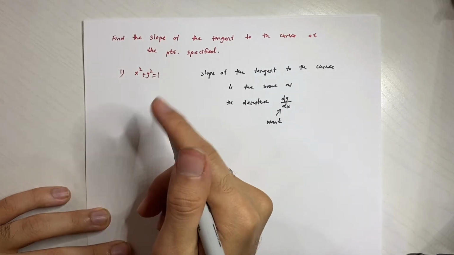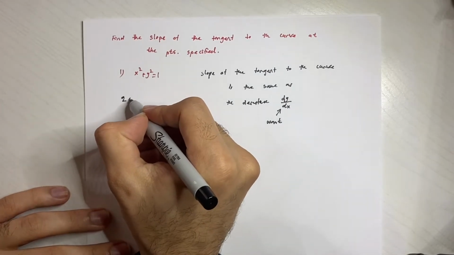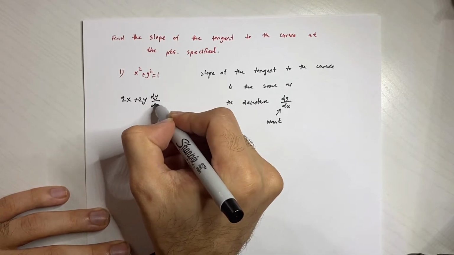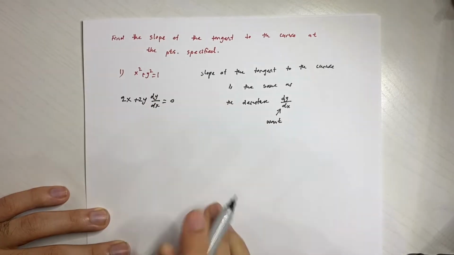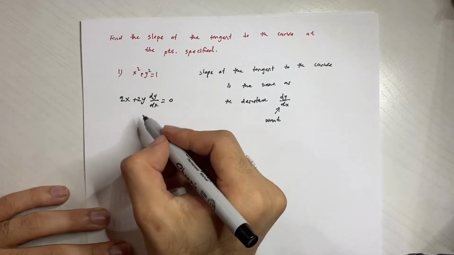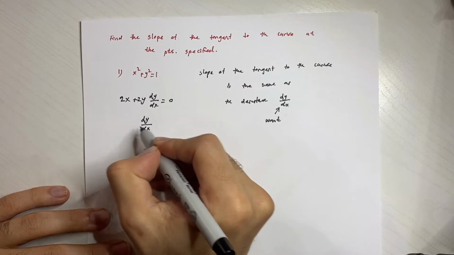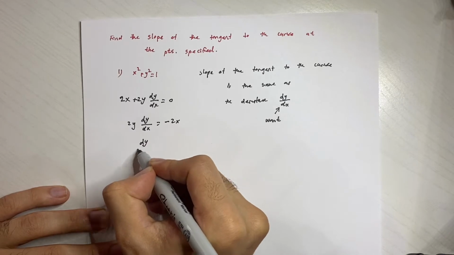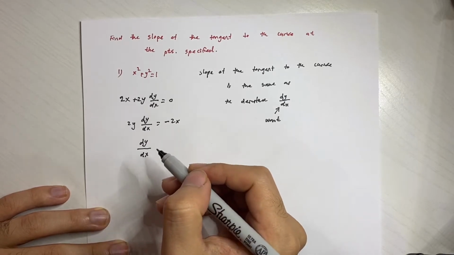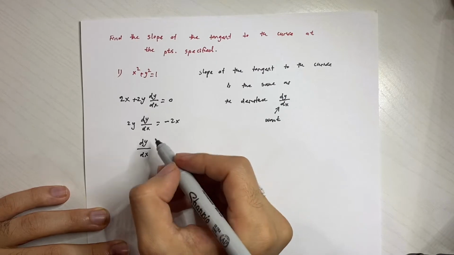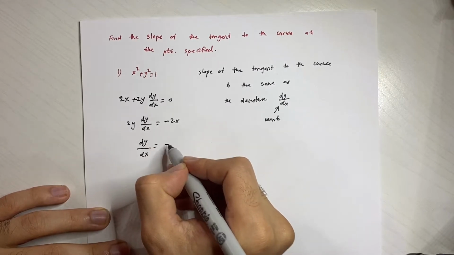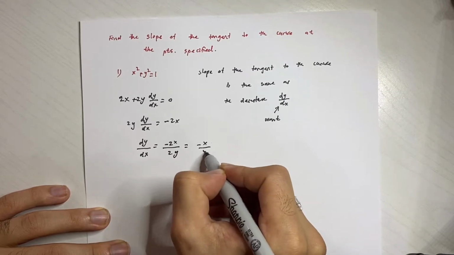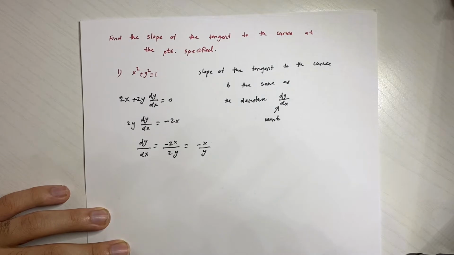So let's differentiate this term first. That's going to be 2x plus 2y dy/dx, and the derivative of a constant is just 0. And remember, this is an implicit function, that's why we have dy/dx. Now I want to solve for dy/dx, so I'm going to move 2x to the other side and then divide both sides by 2y. So we'll end up with minus x over y.